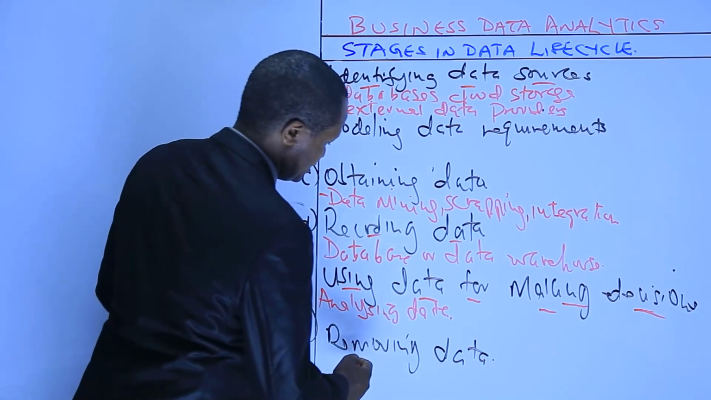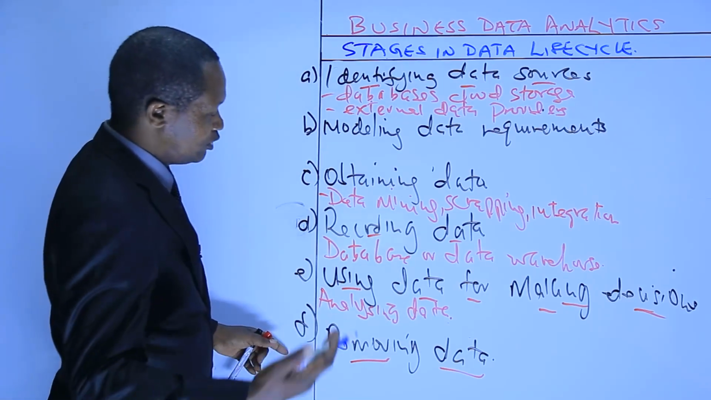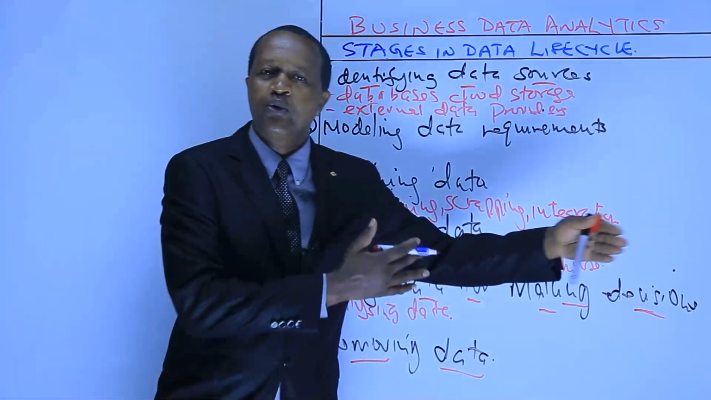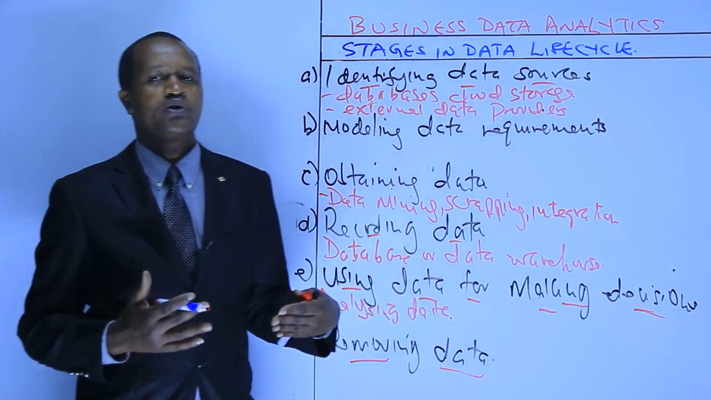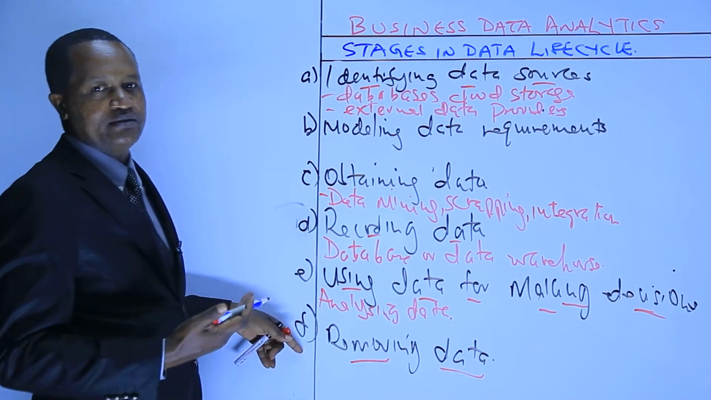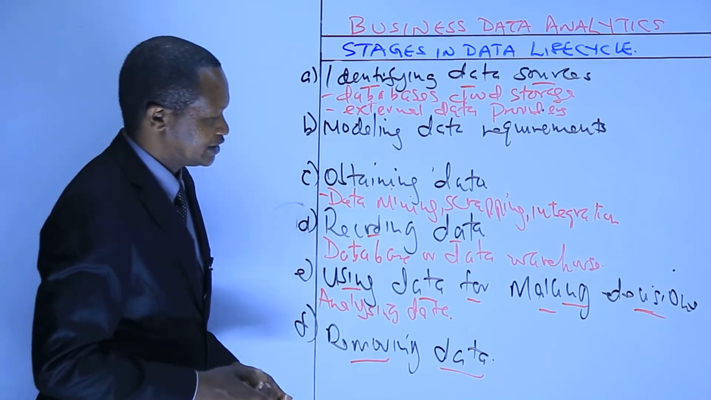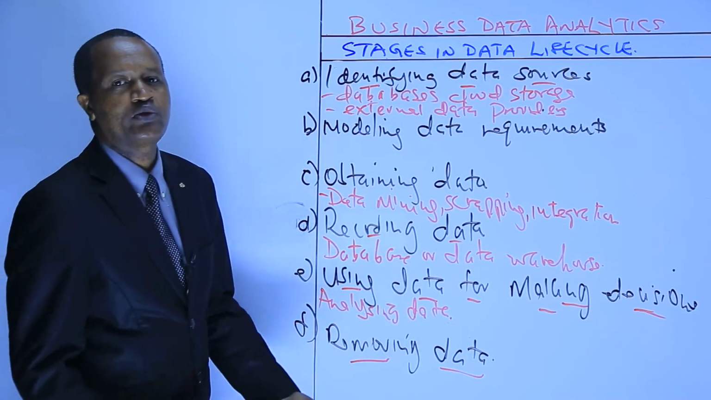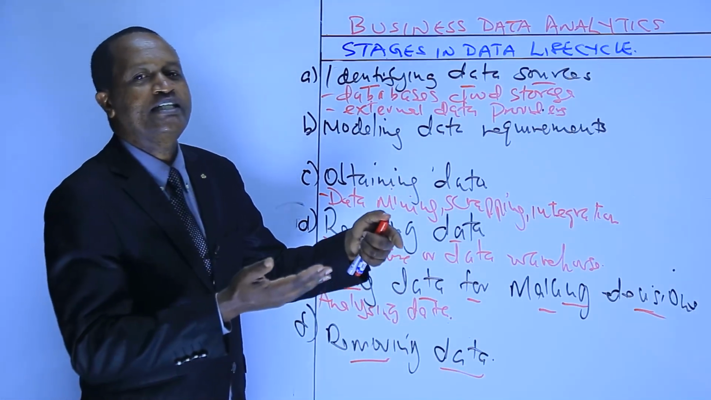Then the last stage is removing data. Removing data involves doing away with data that is no longer necessary for the organization's operations, such as outdated or redundant data. And why should data be removed? Data should be removed in order to free up storage space and maintain data accuracy and relevance.